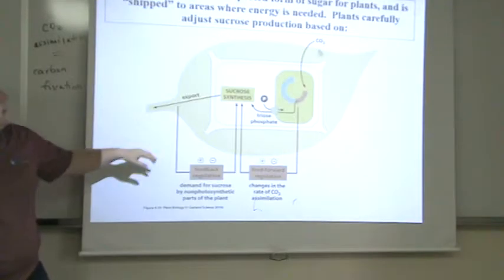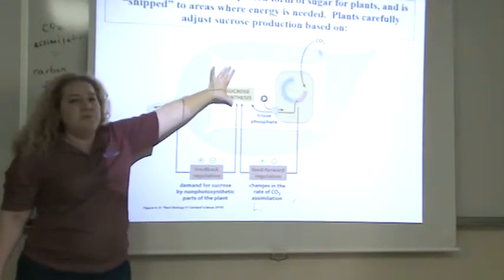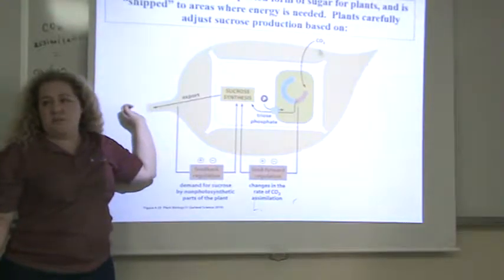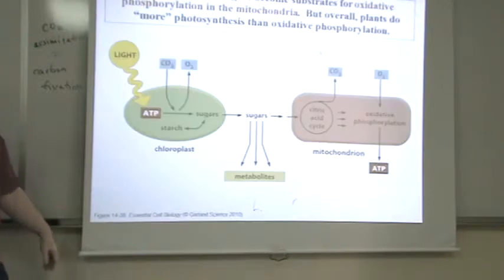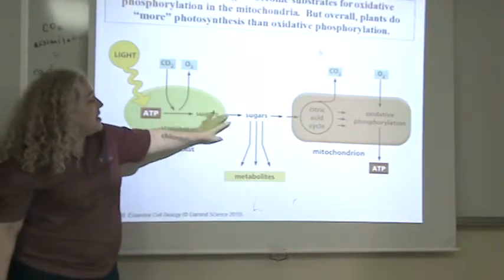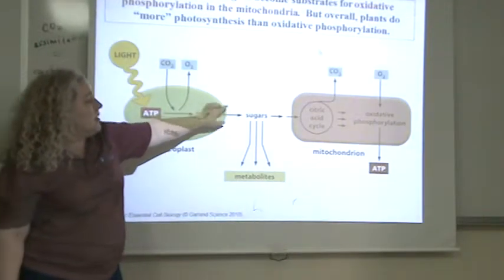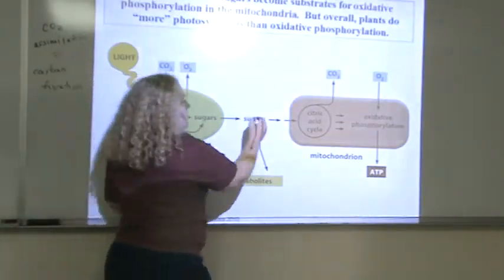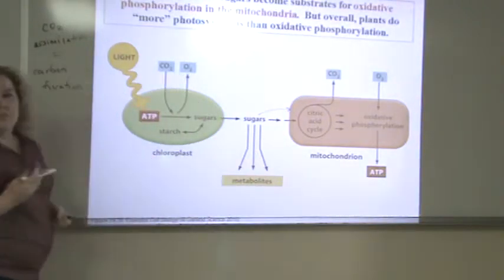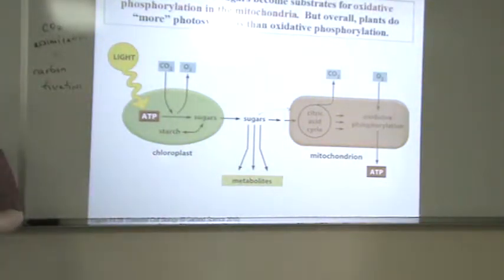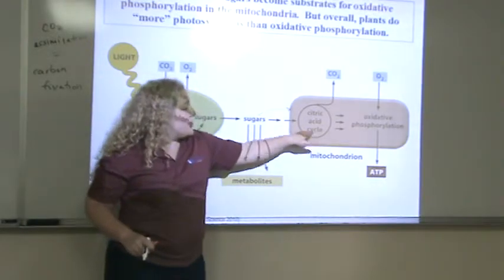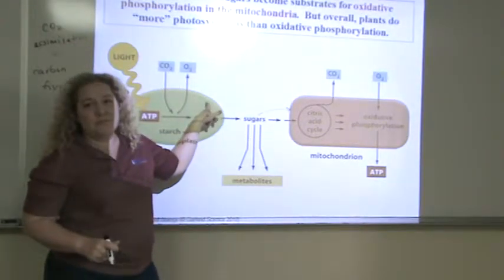Some of this sucrose will actually be used within this cell as a fuel. The extra is shipped off to the rest of the plant. So some of the sugars that are made during photosynthesis are used for energy through aerobic respiration, that we just covered in cell. So some of the sugars that go into aerobic respiration just got made from photosynthesis.